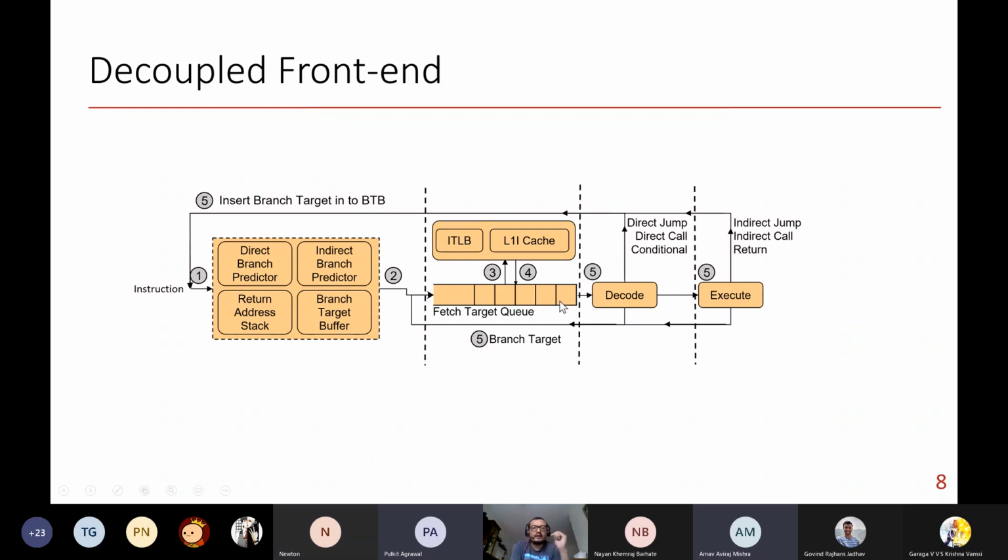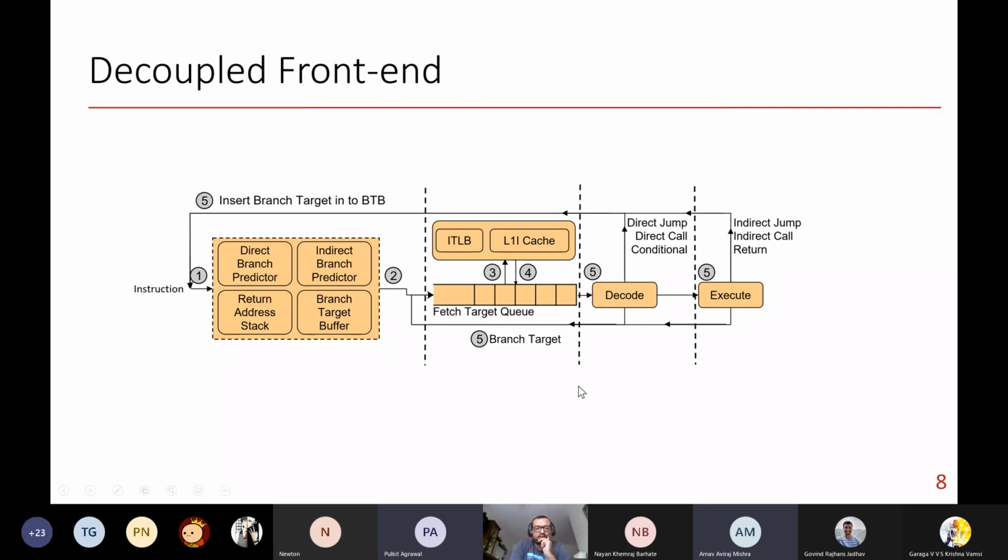Finally, the order that we are seeing here will respect the program order, and even the ROB will be updated based on the program order. Basically you're collecting the instructions in the target queue, and they will anyway go into the decode stage and proceed further in the program order. Yes, exactly. Thank you.